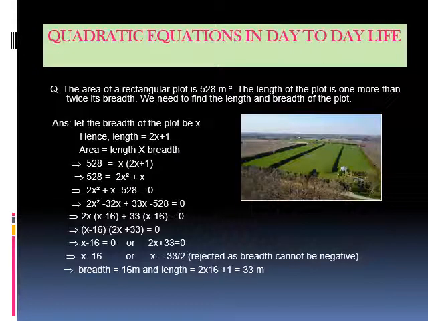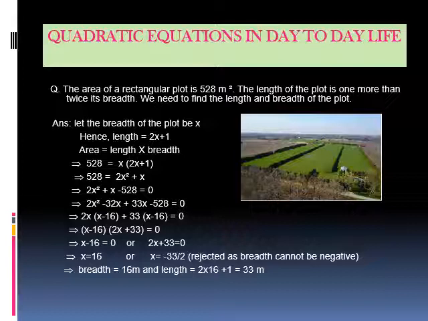Well, now we will learn the application of quadratic equations in day-to-day life. The question is, the area of a rectangular plot is 528 square meters. The length of the plot is 1 more than twice its breadth. We need to find the length and breadth of the plot. These kinds of word problems we can solve easily using quadratic equations.